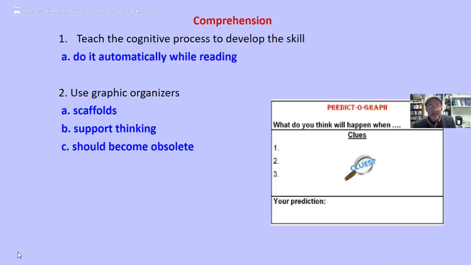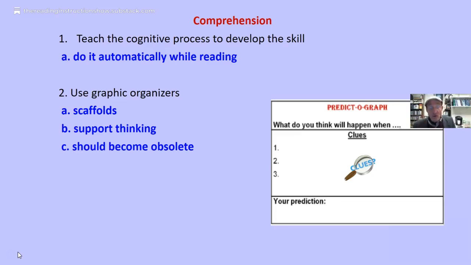We are looking at comprehension, more specifically, how to develop students' ability to predict. Now, when we look at comprehension, we teach the cognitive process to develop the skill. A skill is something they do automatically. We want them to automatically, to not think about predicting what might happen next. That's what mature readers do. We don't want them to think about it.